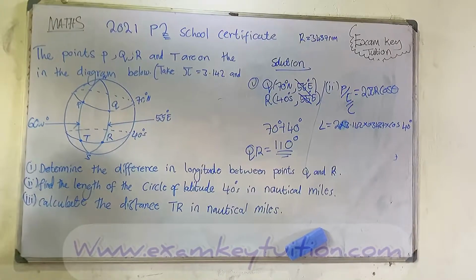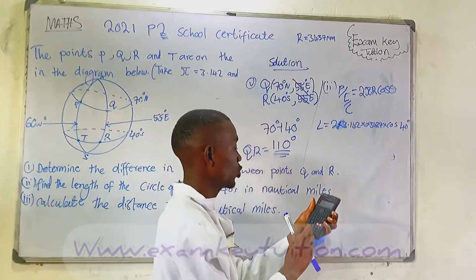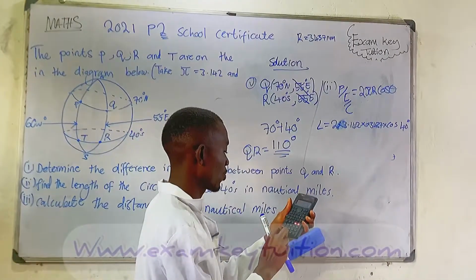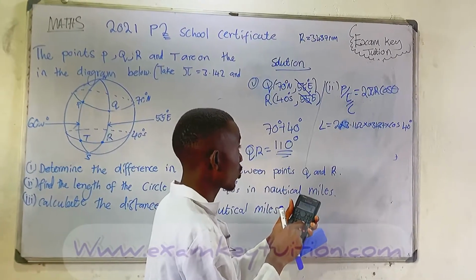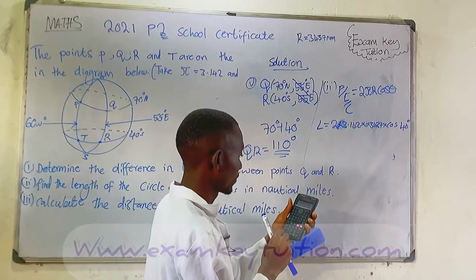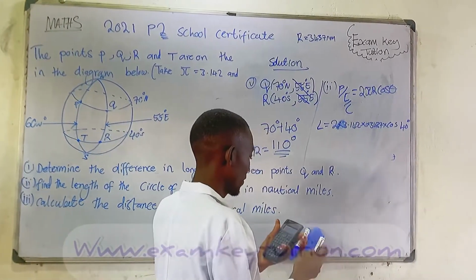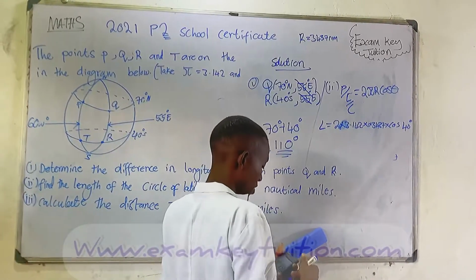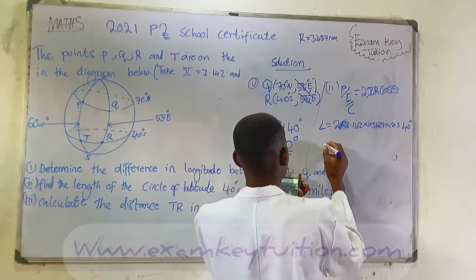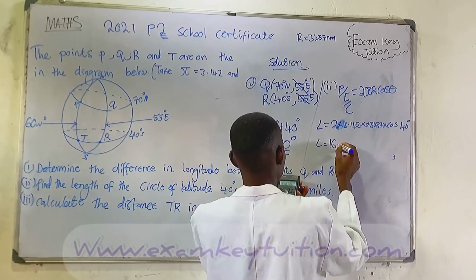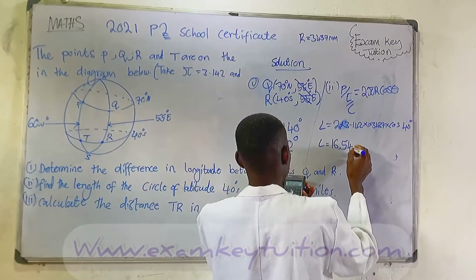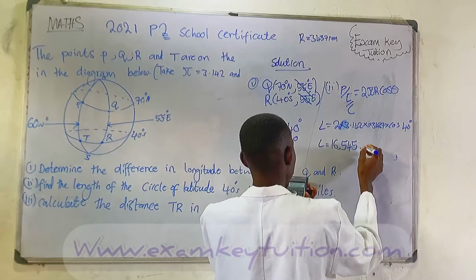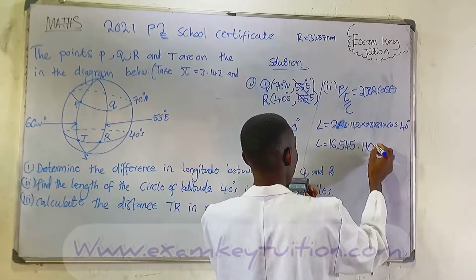Since I'm using my calculator, I can punch everything here. I can say I have 2 multiplied by 3.142 multiplied by 37 nautical miles. Then I have the cos now, which is cos 40. So, which means, for my length, I'm having this figure.